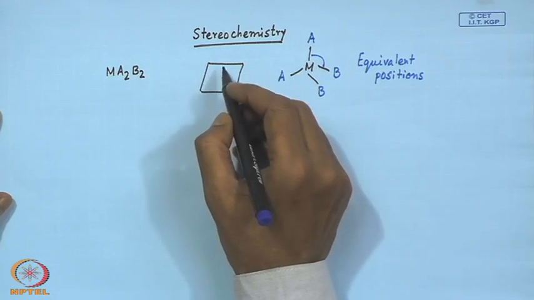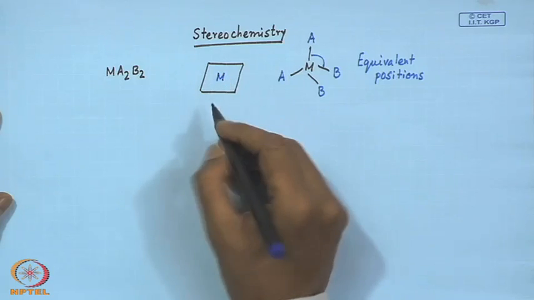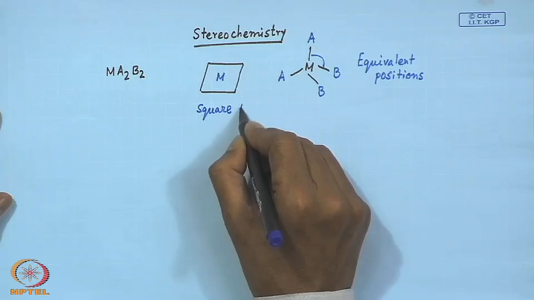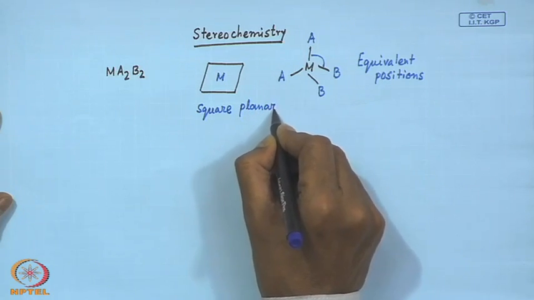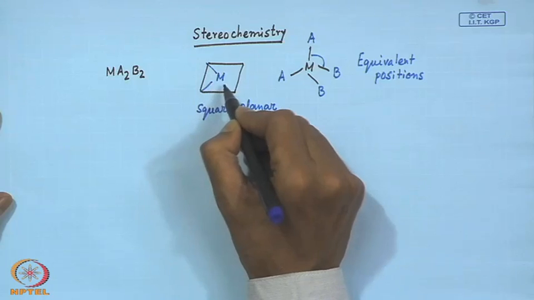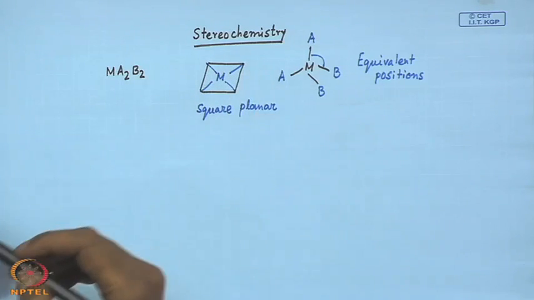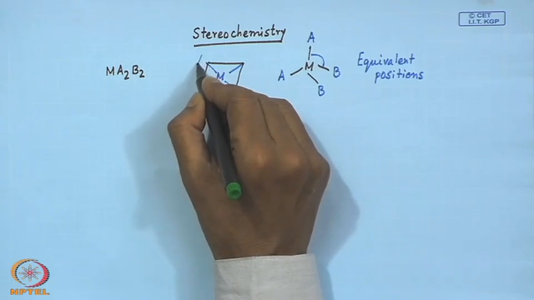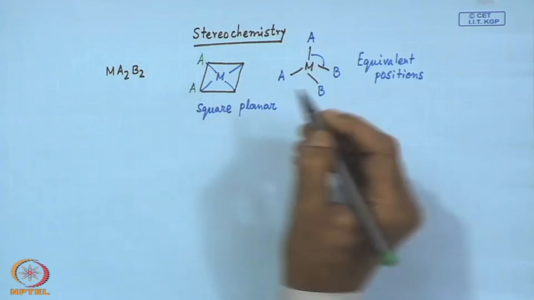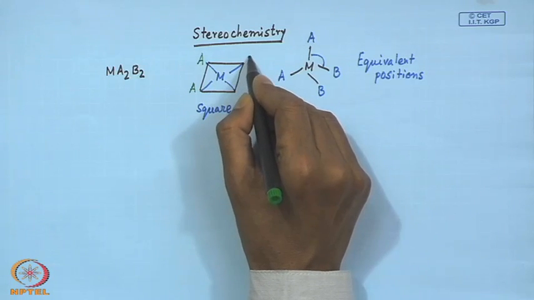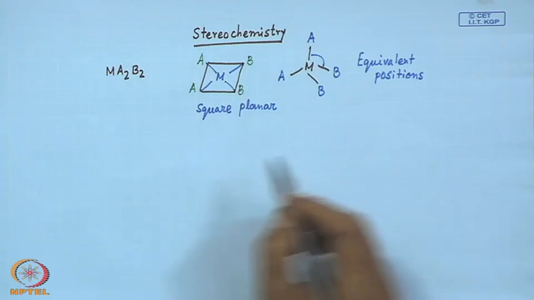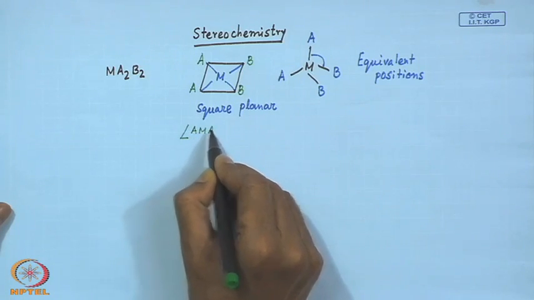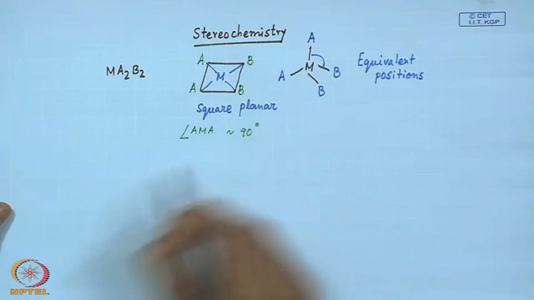But spatially, we can arrange the groups in a different way in a square planar geometry. If the geometry is square planar, we get one arrangement as the four groups in the plane where these two A groups are on one side and the B groups are on the other side, and we have an A-M-A angle close to 90 degrees.